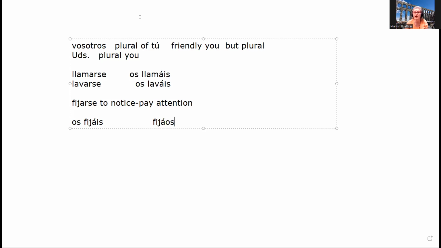Okay, and I say that only because you're going to hear people say it. So it's not important that you know how to conjugate it a lot. It's important that when you hear fijaos, it means somebody's saying, pay attention, check this out, look at this, fijaos, pay attention. Okay, that's the only thing you need to know about that word. Fijaos has got the os on the end.